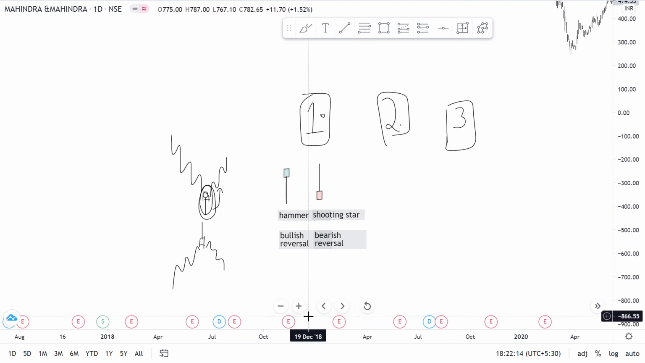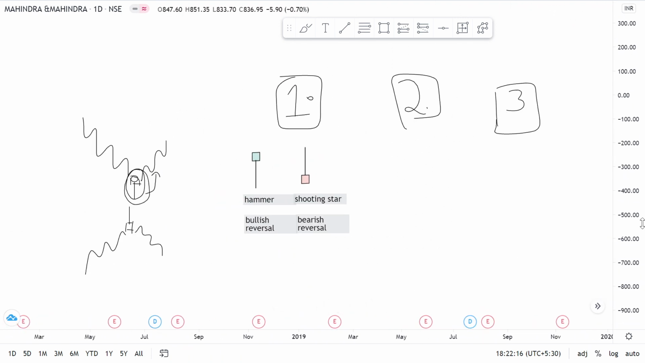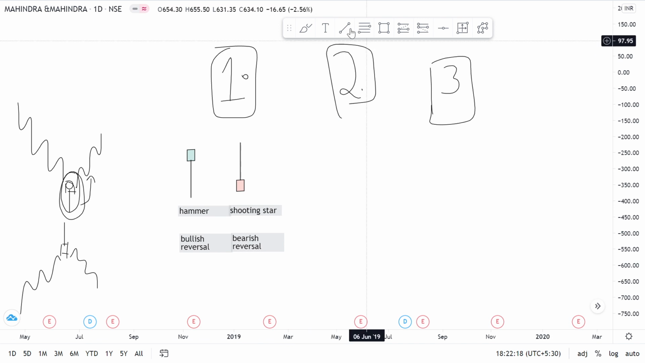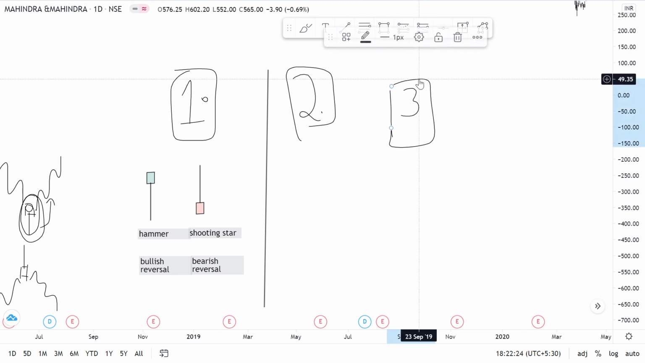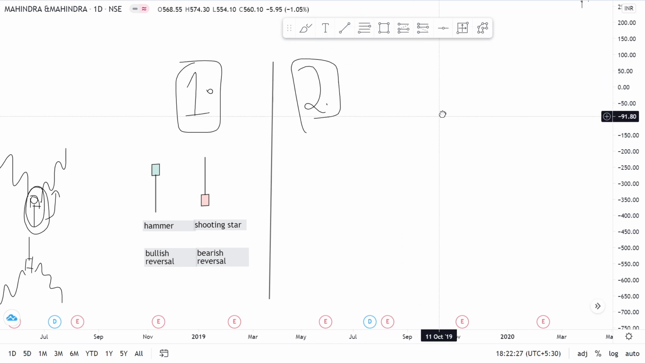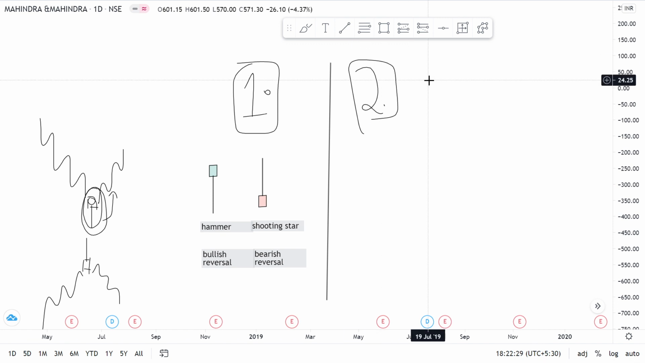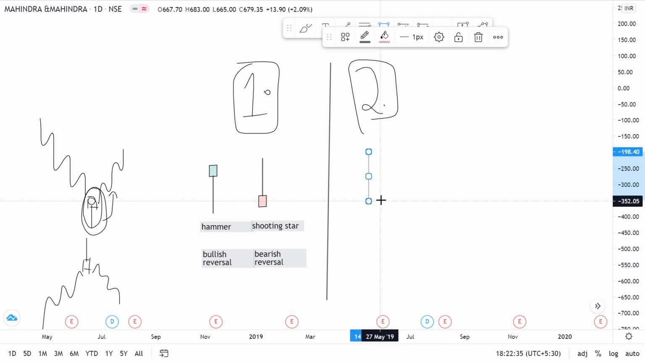Now let us look at some other candlestick patterns. Let's look at some candlestick patterns formed by two candles. Let me remove this. The two main important candlestick patterns for a dual candlestick pattern, there are two main ones.